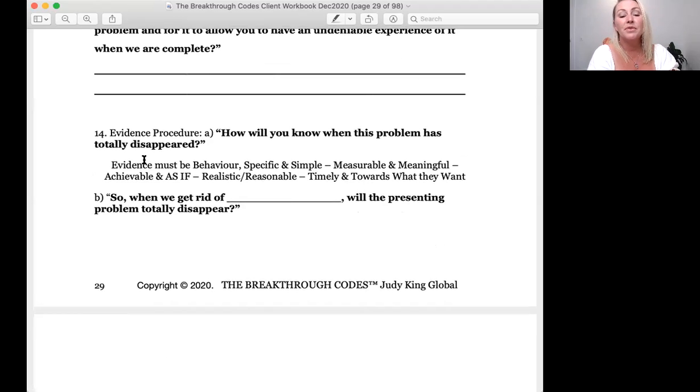14, evidence procedure. How will you know when this problem's totally disappeared? This is so key, so important. Remember, it must be evidence based on behavior, specific, simple, measurable, meaningful, achievable, as if now, realistic, all of that. Like when setting goals, not kinesthetic, not states, not values. No, actual evidence-based behavior. Must be behavior. So if they say, oh no, because I'll be happy. No, well, how will you know when you're happy?